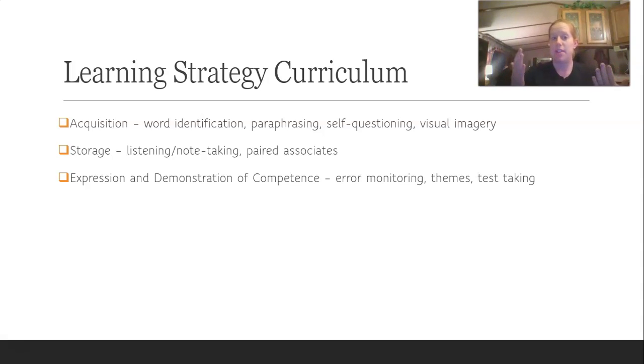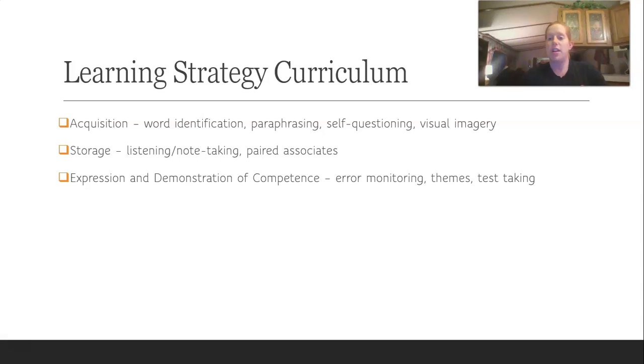So some benefits of this, some learning strategies, curriculum. One is acquisition. So this helps with word identification, paraphrasing, self-questioning, visual imagery, things like that. This strategy also helps with storage. So it helps you with listening. It helps you with note-taking. Remember, why is this important? Why do I want to remember this? It helps with paired associates. It also helps with expression and demonstration of competence.